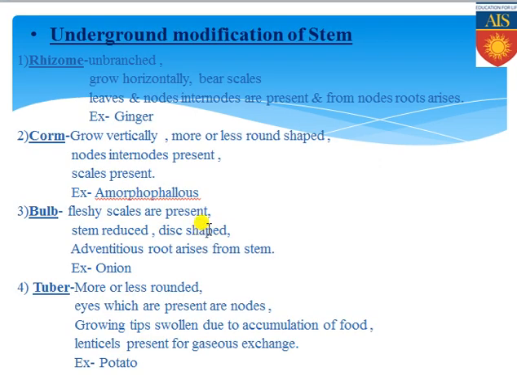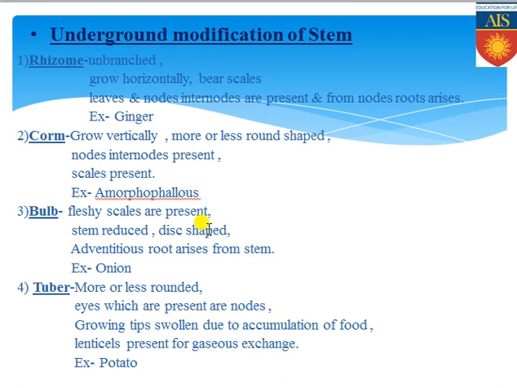First of all, we will be discussing various kinds of underground stem, because these are the various stems which are present under the soil, and they are also showing modification due to food storage. So let's see the modifications that can be found for this underground stem.